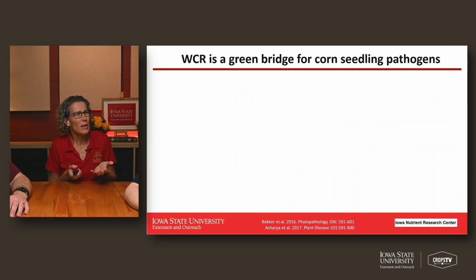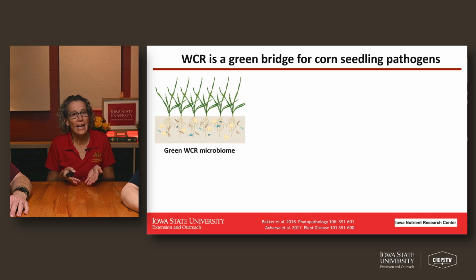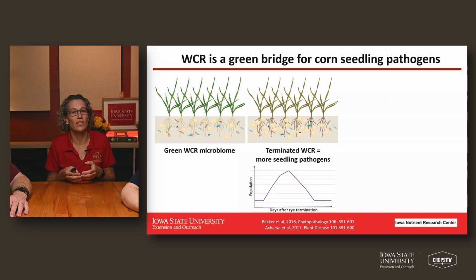What we showed probably about 10 years ago is that winter cereal rye is a green bridge for corn seedling pathogens. So what do I mean by that? When we plant cereal rye into the soil, there is a microbiome that is associated with that cereal rye. And what we found in our research is that when we terminate the winter cereal rye, we actually get an increase in the number of seedling pathogens that you see once that rye is terminated. Eventually, if those seedling pathogens don't have a host to infect, they will decrease back to their background numbers.